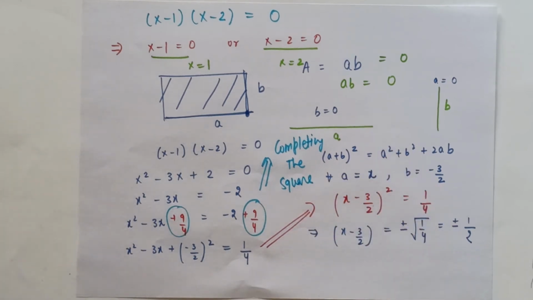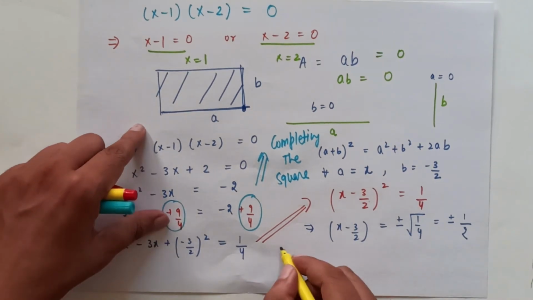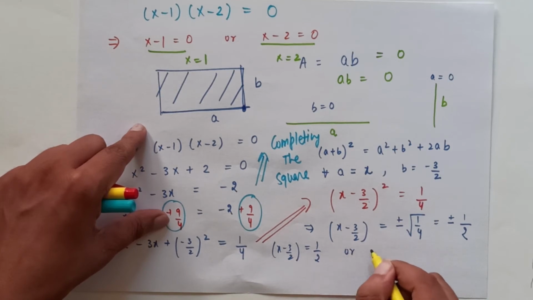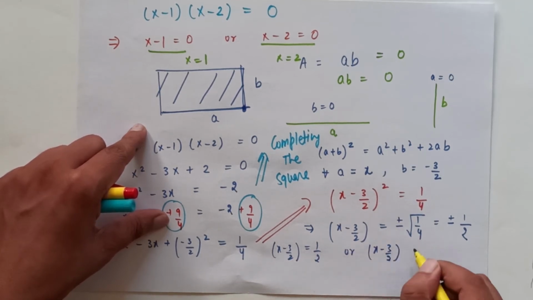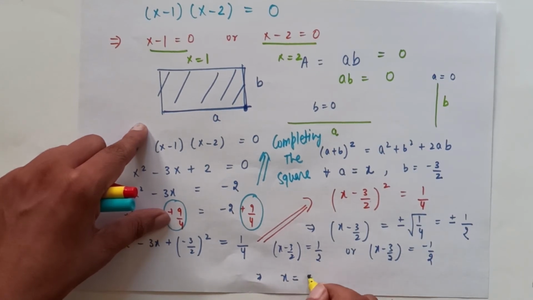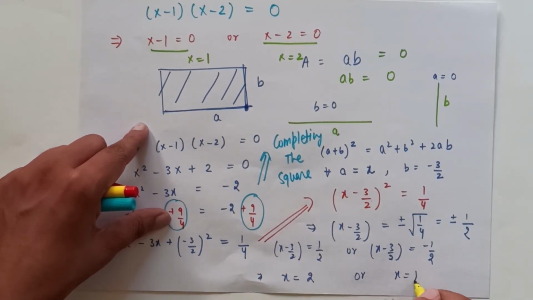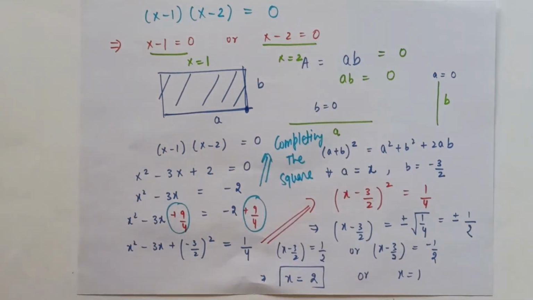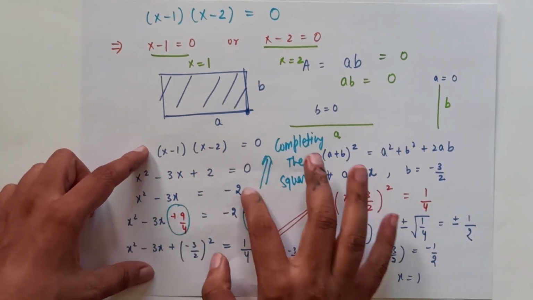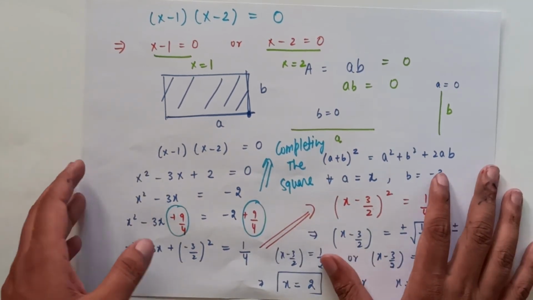We will also discuss this further using another example, but let's simplify it here. We are getting x minus 3 by 2 is equal to 1 by 2, or x minus 3 by 2 equals minus 1 by 2. Implies x is equal to 2 or x is equal to 1. So we have both approaches to solve the equation. Now, in order to understand completing the square, we need to take one more example. To understand this step, let me take one more example.